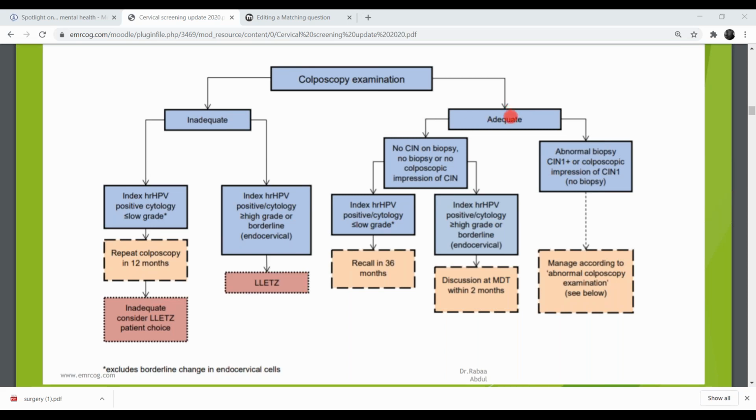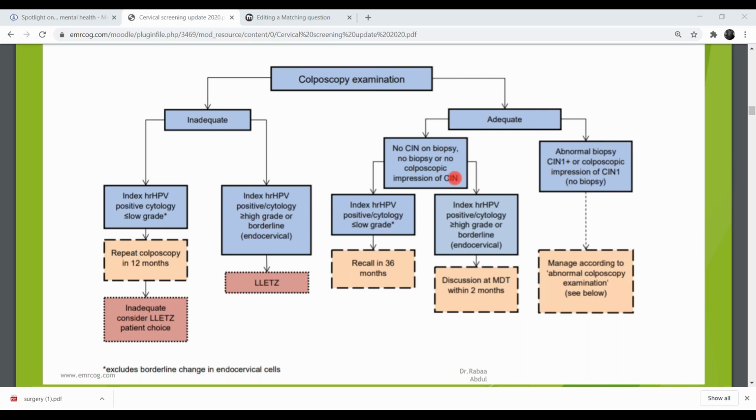So let's say our patient that has been referred to the colposcopy in the previous slide came now to the colposcopy clinic. We have done the colposcopy examination. The colposcopy examination was adequate and it showed no CIN, no colposcopic impression of CIN, means that it's free. Okay, so what is your action? Your action in the exam is to go and look for her HPV result from the start and her cytology result. And according to this, you will decide what is the action.